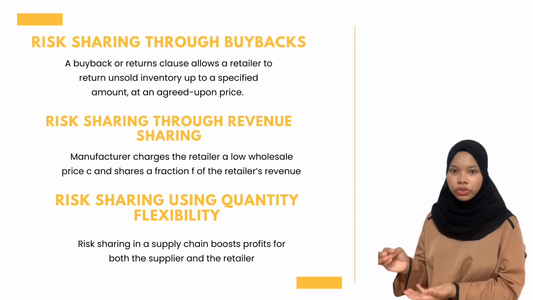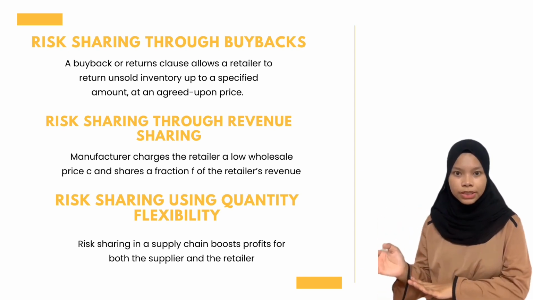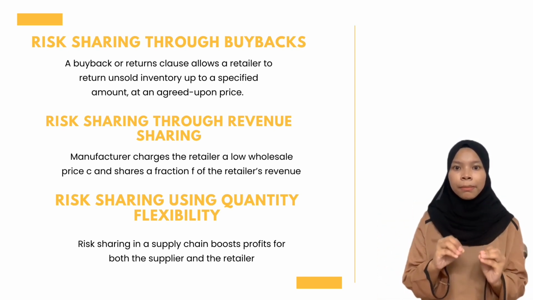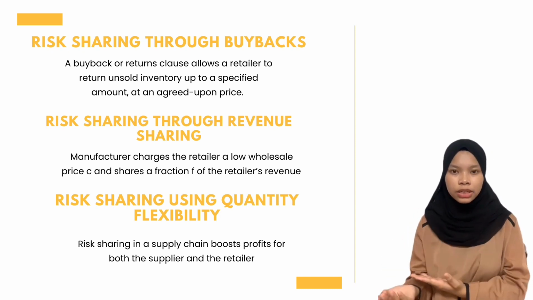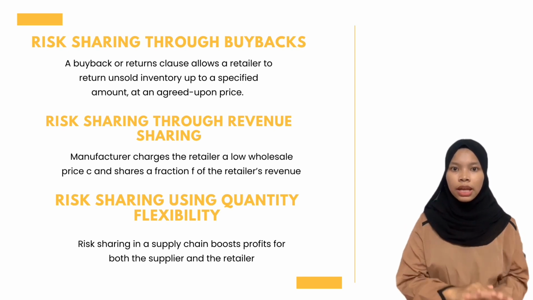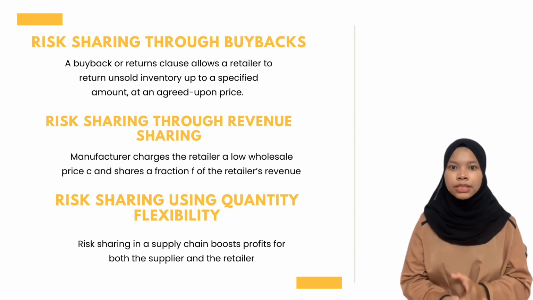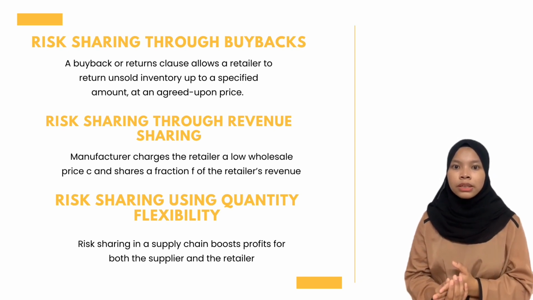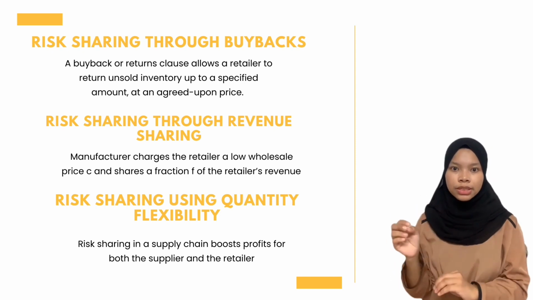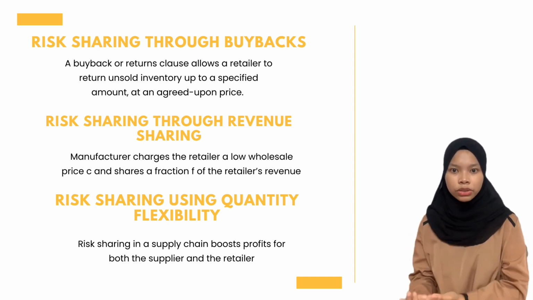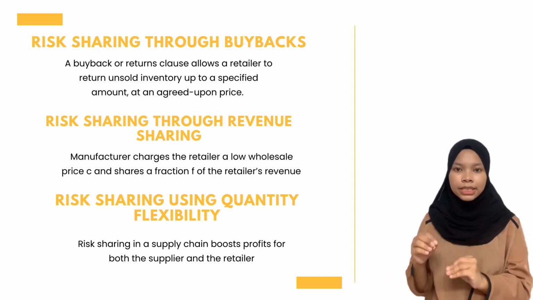In a buyback contract, the manufacturer specifies a wholesale price C along with a buyback price B at which the retailer can return any unsold unit at the end of the season. We assume that the manufacturer can salvage any units that the retailer returns. The manufacturer has a cost of V per unit produced. The retail price is P.